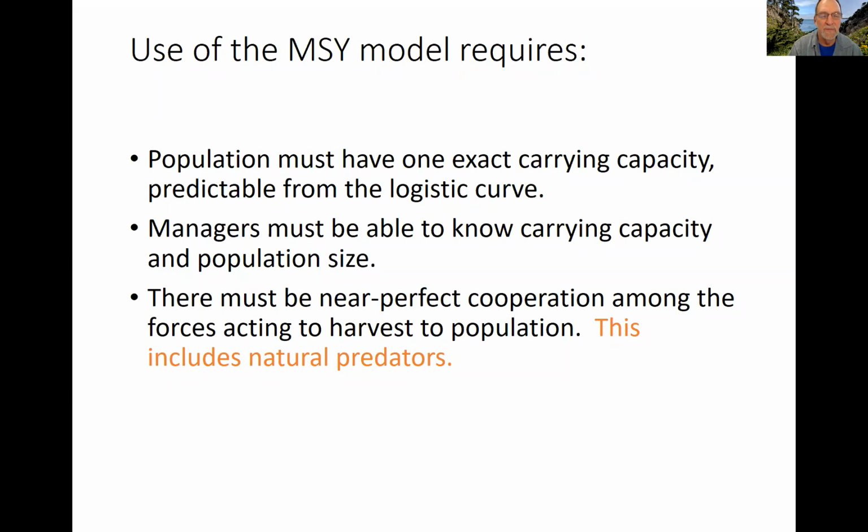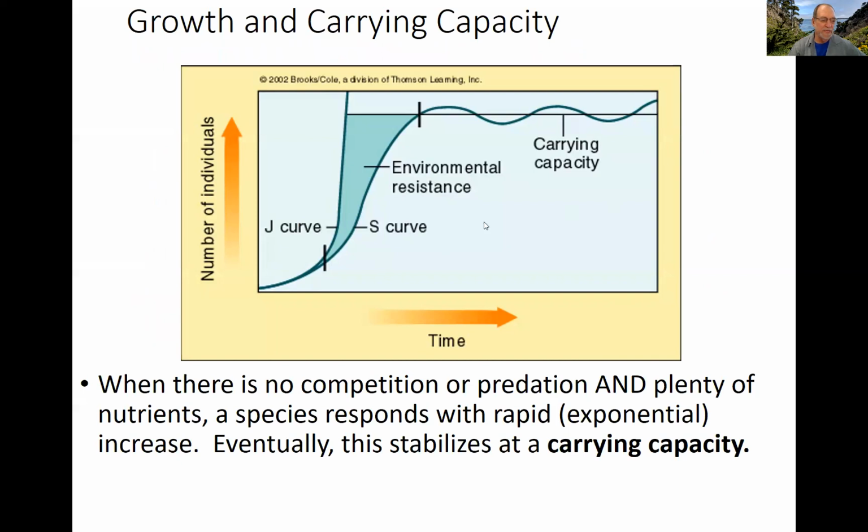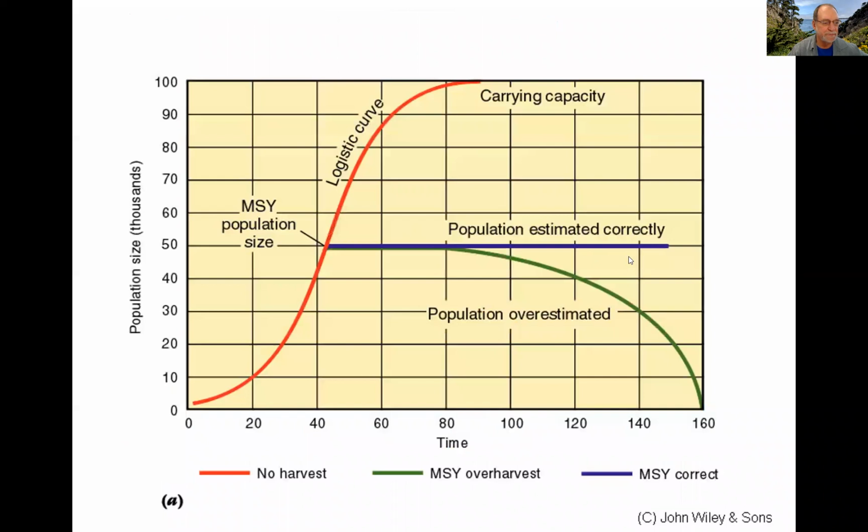So the maximum sustainable yield, although it sounds very good in theory, in practice requires a lot of information and a lot of management that's very difficult to implement. But here it is, this is the basic idea. Here's the J-shaped curve, and the S-shaped curve, environmental prediction, growth and carrying capacity. When there's no competition or predation and plenty of nutrients, the species responds with rapid exponential growth. It stabilizes at its carrying capacity. If we reduce this population down, then in theory there can be some excess production that we could over time harvest sustainably.